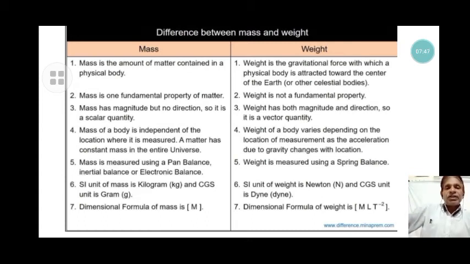The dimensional formula of mass is M, and the dimension of weight is MLT^-2. M is the mass, LT^-2 is the acceleration. Mass into acceleration is the force, that is the dimension of the weight.